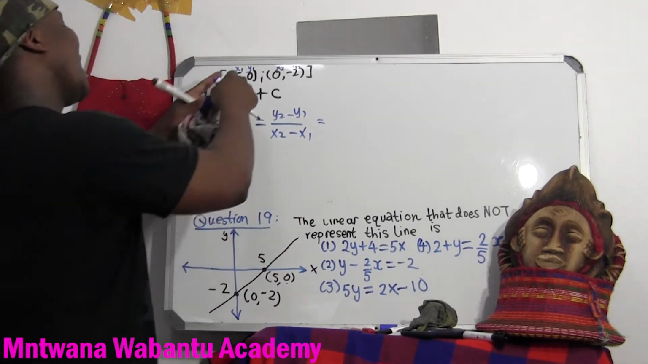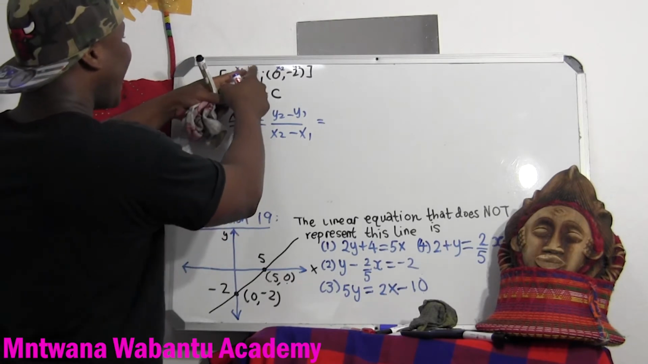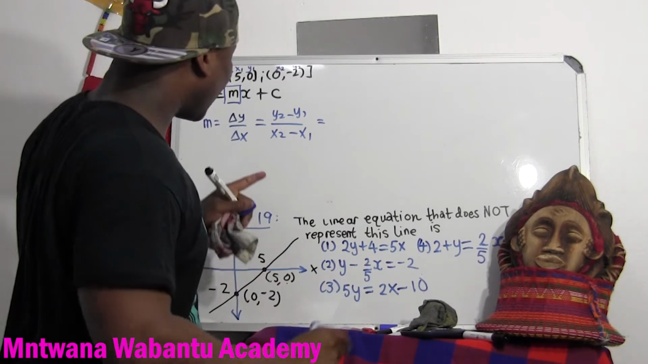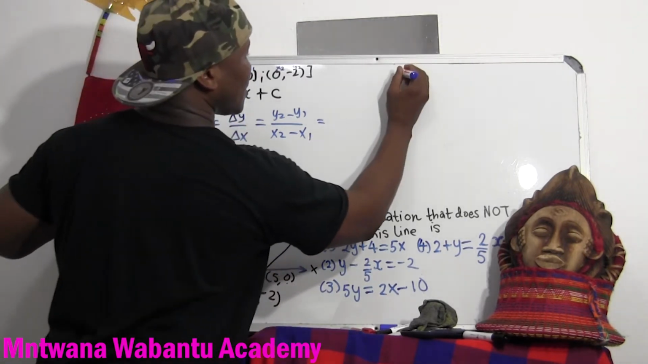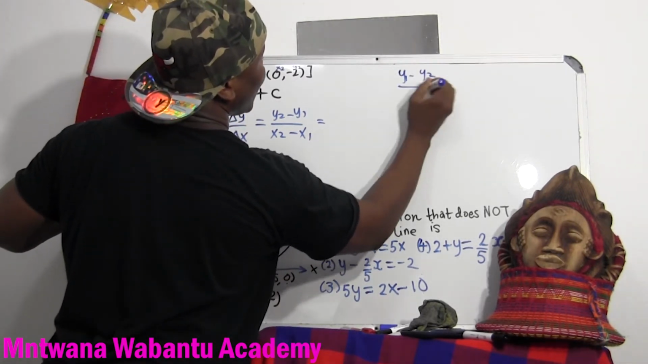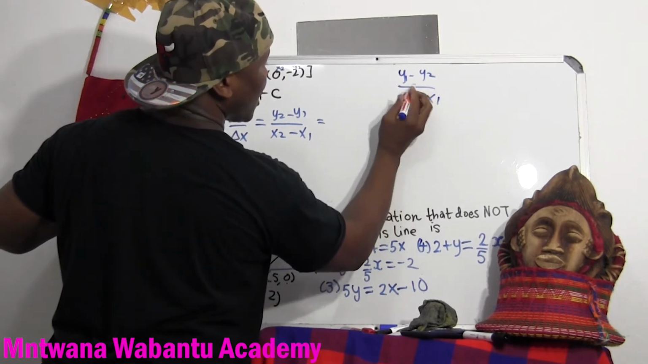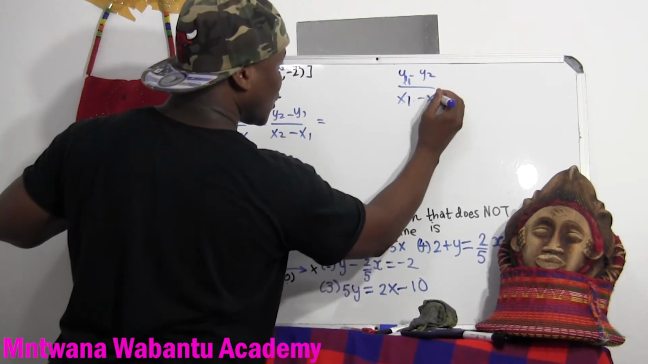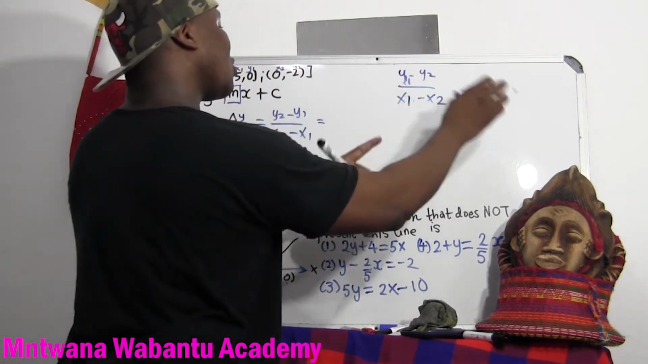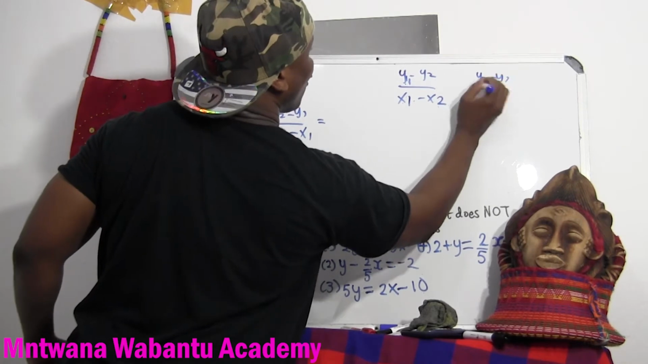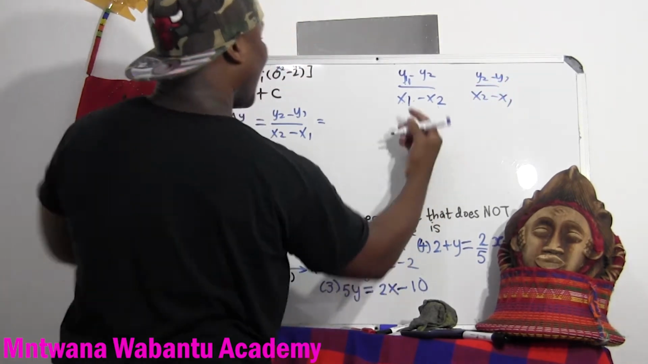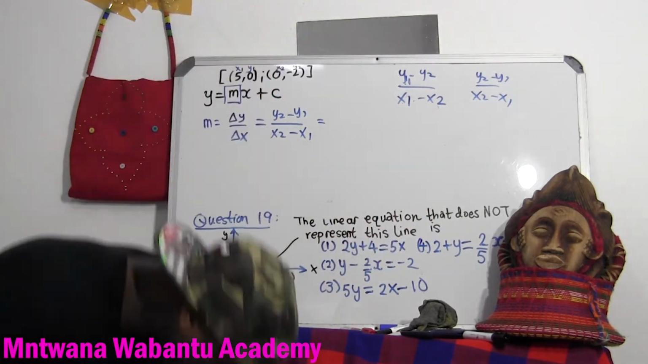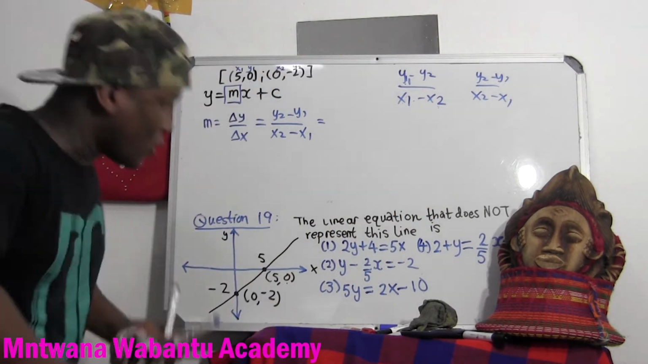Either way, you can say y1 minus y2 and then x1 minus x2, but never do y1 minus y2 and then x2 minus x1. No. If you start with y1, here you must start with x1 also. If you start with x2, there must be x2. So y2 minus y1 and here must be x2 minus x1, but don't switch. That's very acceptable. Okay, now we go.